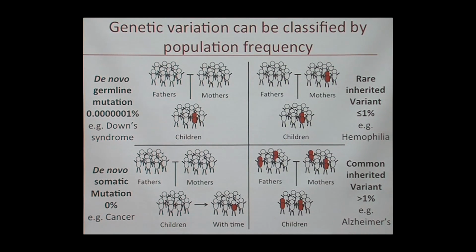Another way of thinking about classifying those variants is how common they are in the population. So I'm going to show you here, there's really only four types of inheritance and population frequency. We're going to start off here. So here's a variant which is common in the population. It's common in the fathers, it's common in the mothers, and it's passed on to the children here. And this is defined as being greater than 1%. And so an example of this would be the ApoE4 locus in Alzheimer's. That explains about 30% of Alzheimer's risk.